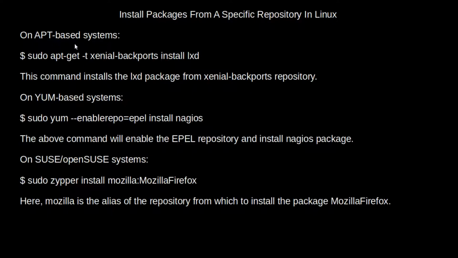So on APT based systems, you type sudo apt-get -t, I think it stands for target, and then repository name, install package name. On yum based systems, the syntax is sudo yum --enablerepo=repository name install package name. And on SUSE or openSUSE systems, sudo zypper install repository name colon package name.